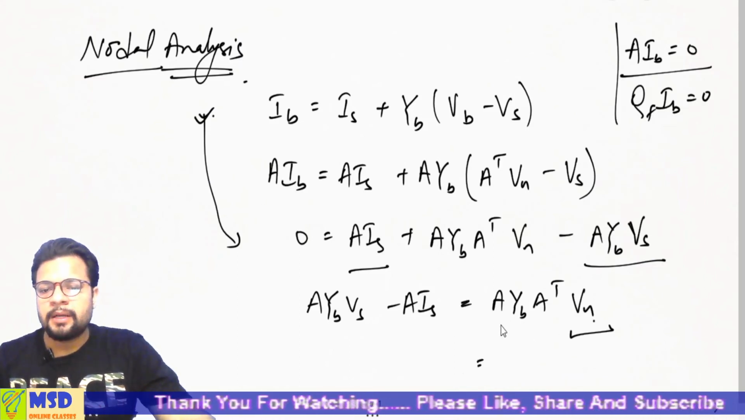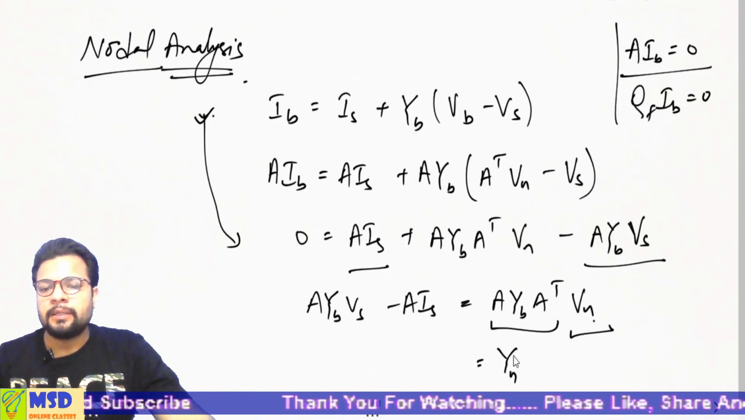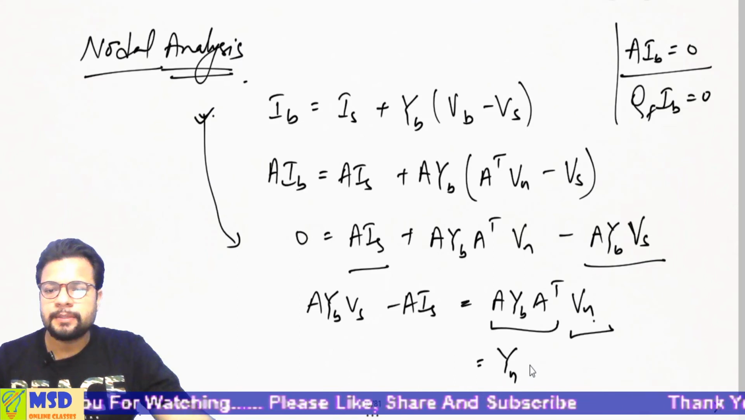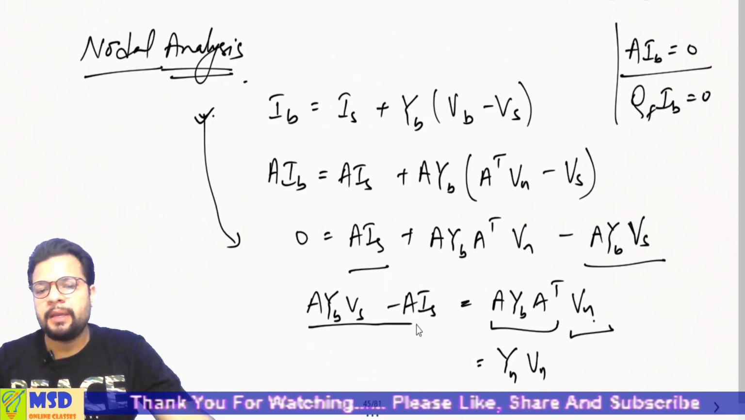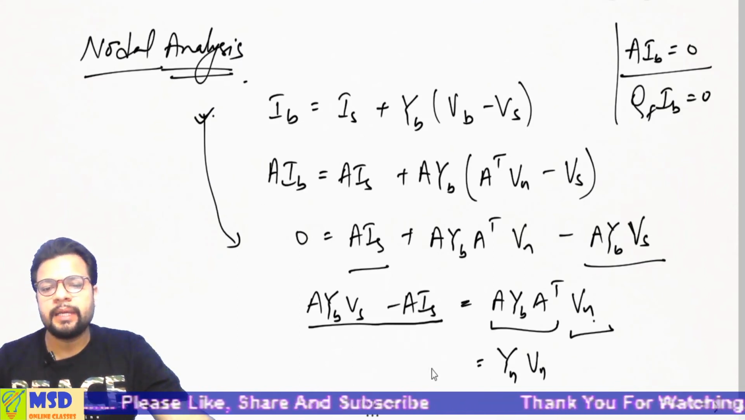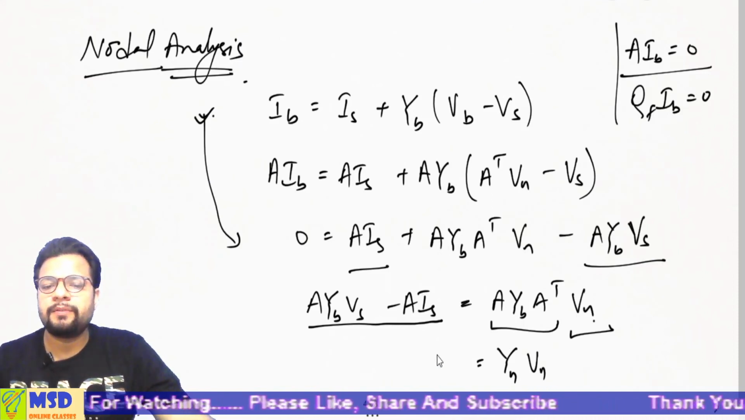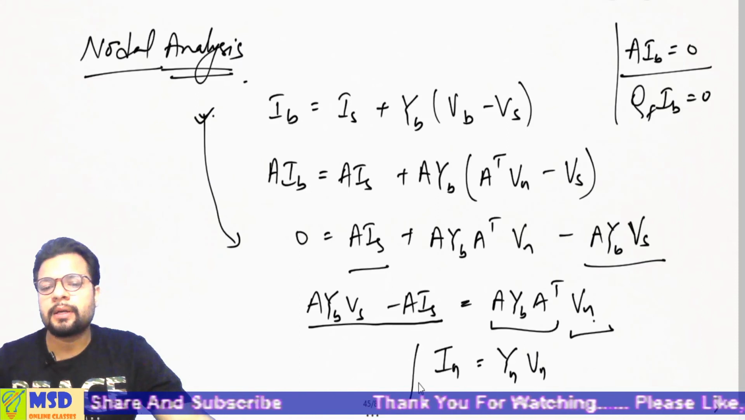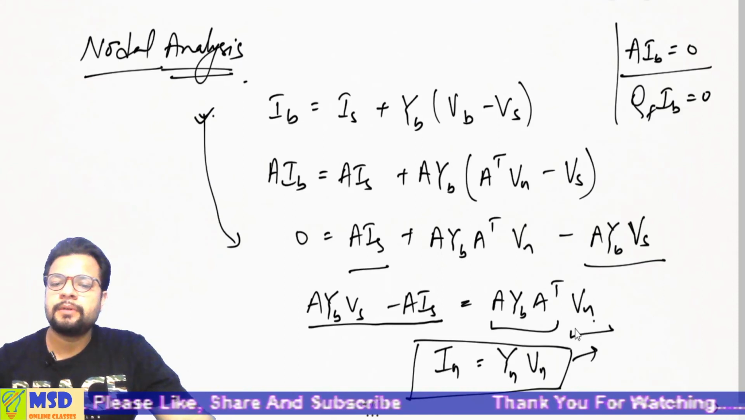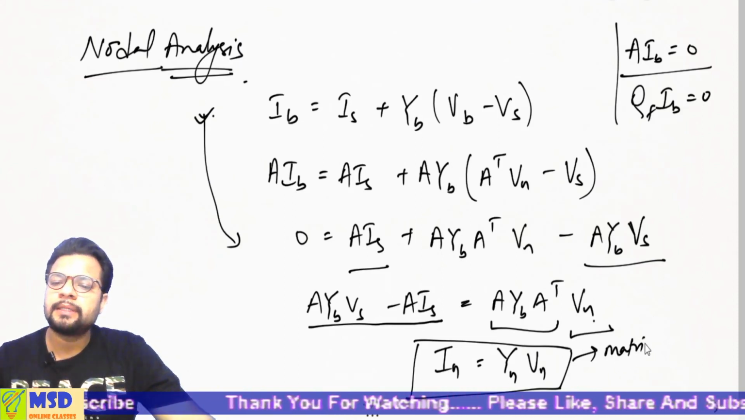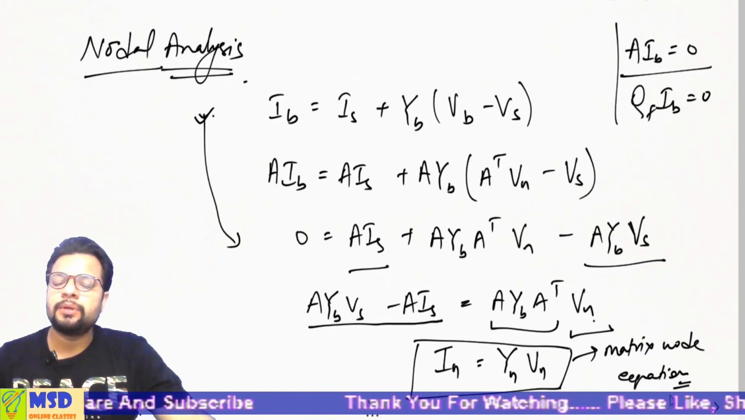Now let me name this matrix as YN. This is the node admittance matrix. YN VN is equal to AYB into VS minus A into IS. Node admittance multiplied with the node voltage variable would definitely give you the node current vector. So this equation is known as the matrix node equation. I hope it is clear to all.